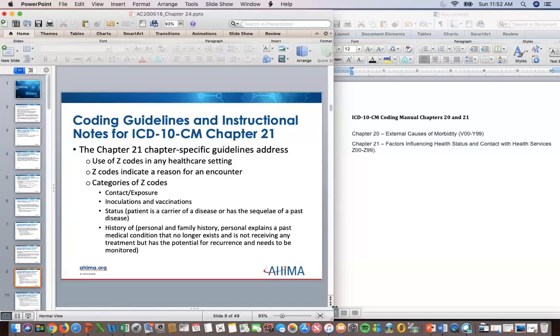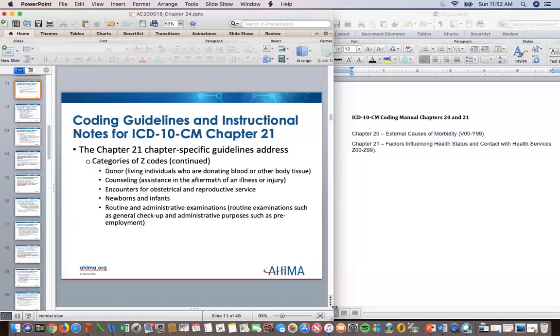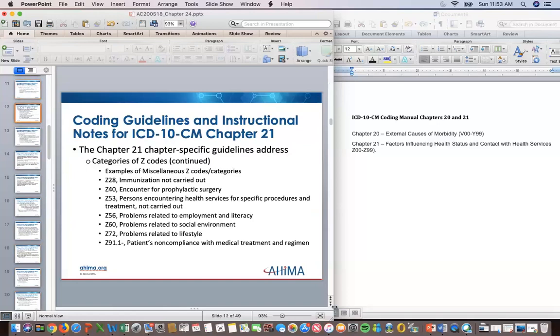Use of Z codes in any healthcare setting indicates a reason for the encounter. Again, we have contact, exposure, inoculations, and vaccines, status, personal history of cancer, screening, observation, aftercare, follow-up, donor, counseling, encounters, newborns, and routine. I just went through some of that in your coding manual, but the PowerPoint does address that, and you have specific guidelines to address the miscellaneous piece of it.